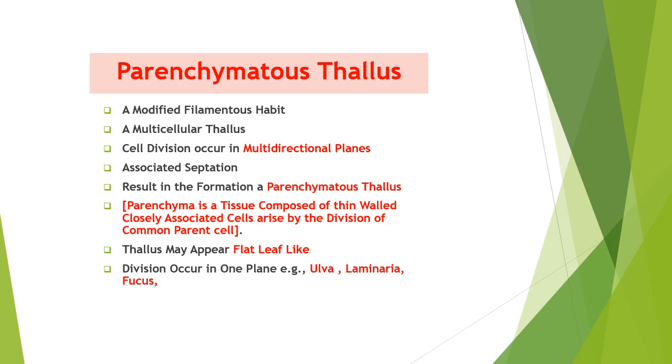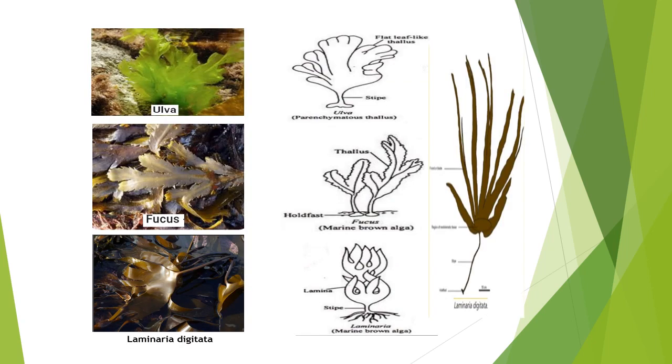But that is because that's all parenchymatous tissue. So Ulva appears like this, Fucus appears like this, and Laminaria appears like this. So this is their diagrammatic representation, how they appear. It is a flat leaf-like thallus.